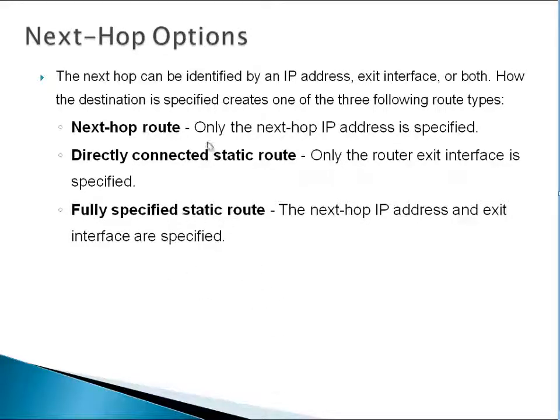So in our ip route command, if I do ip route, destination network, destination subnet mask, next hop address, which will be the neighbor's IP address, then it's a next hop route. Or if I put my exit interface, then it will be a directly connected static route. Or if I put both, then it will be a fully specified static route.